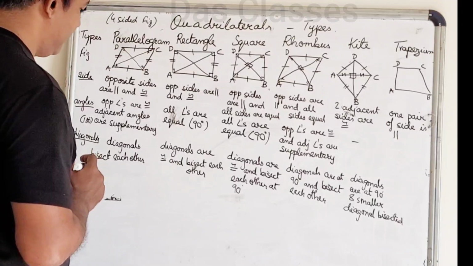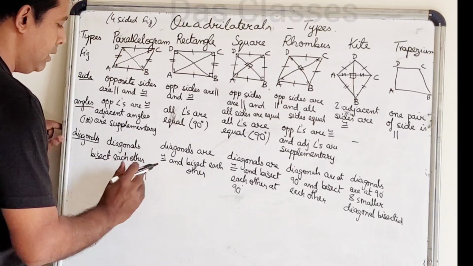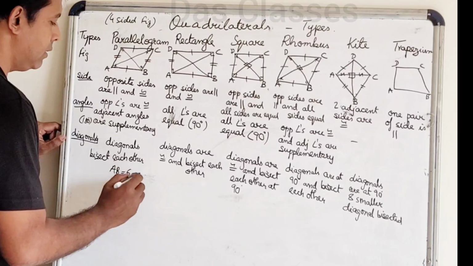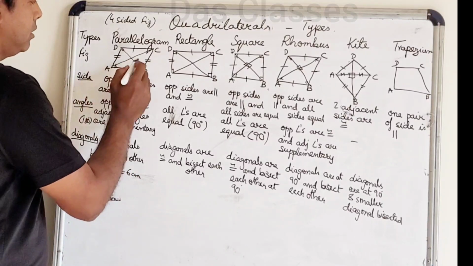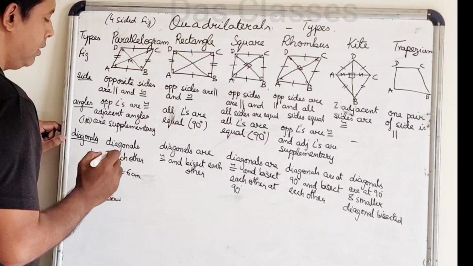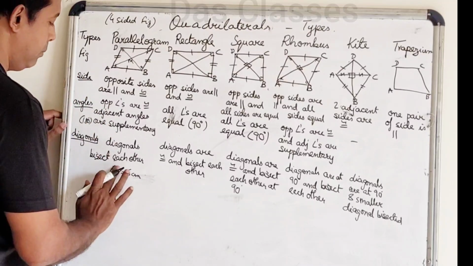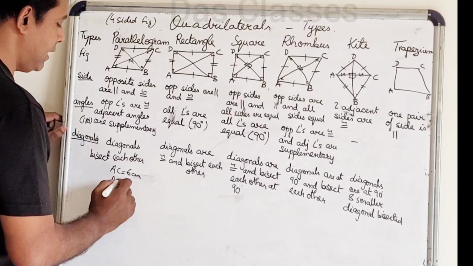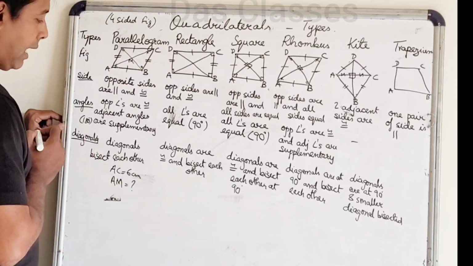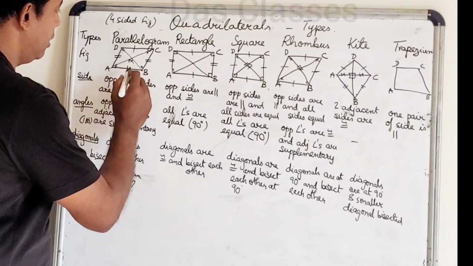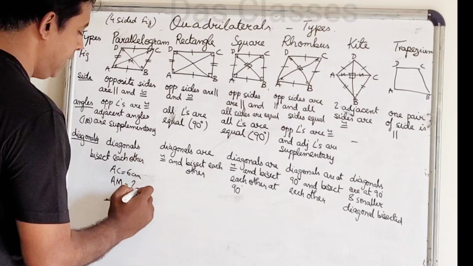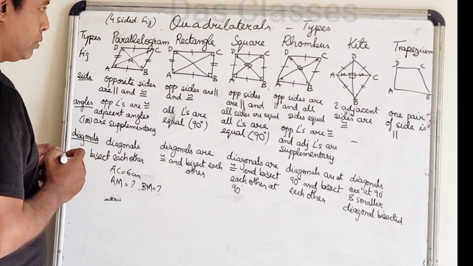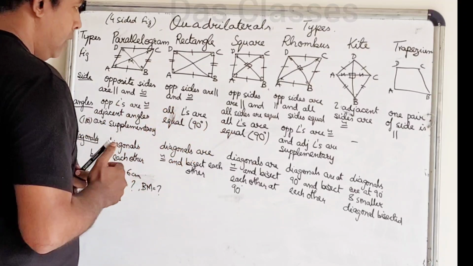Suppose I say AB is equal to 6 centimeter, and let's give the point of intersection as M. AC is equal to 6 centimeter, and I ask you what is AM and what is BM. So we'll take the same example in the others also.